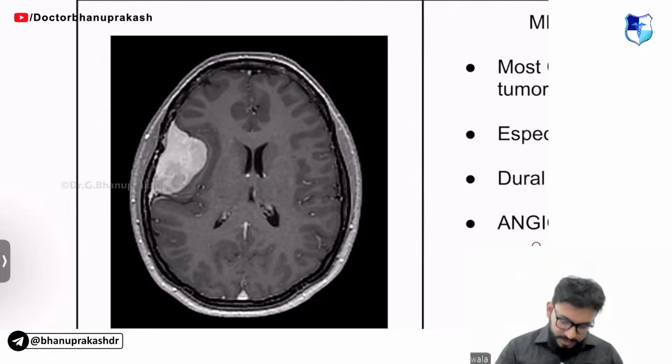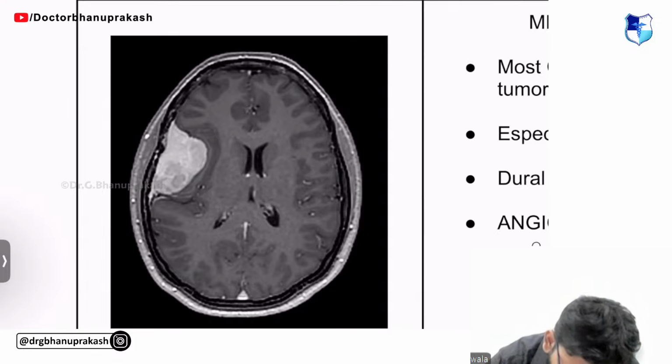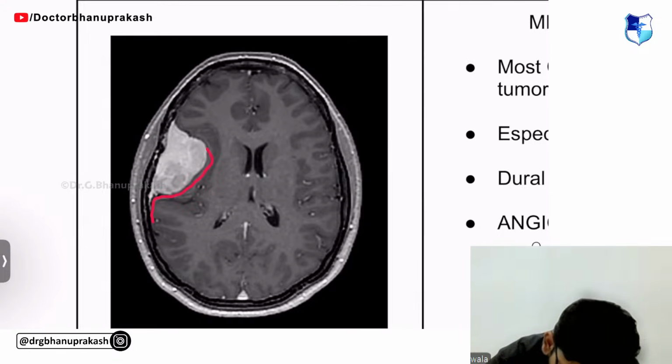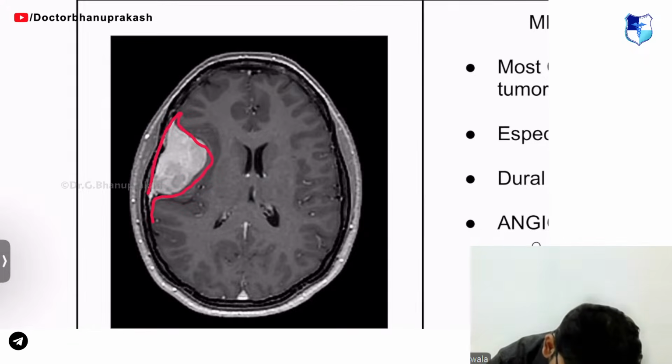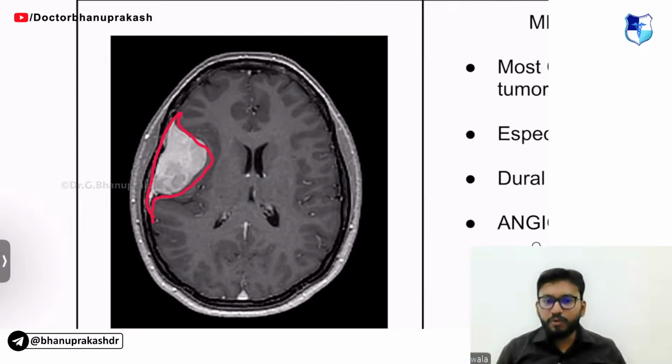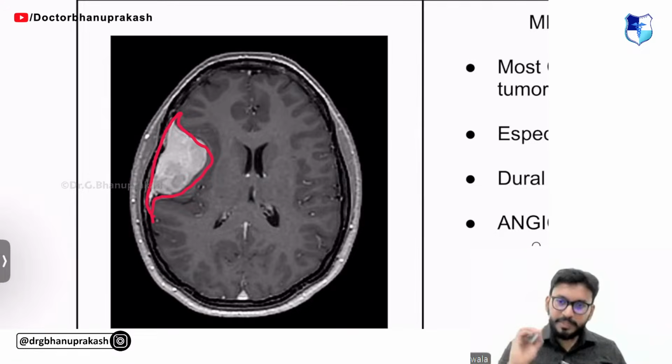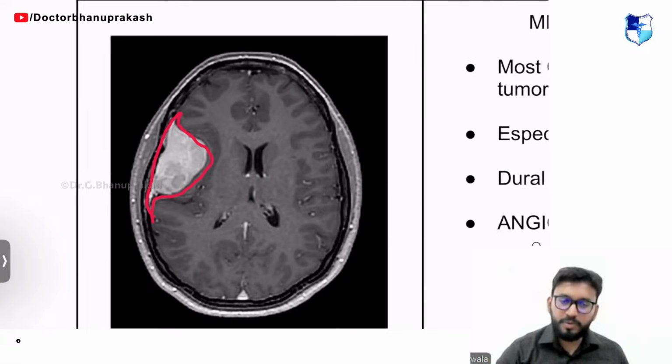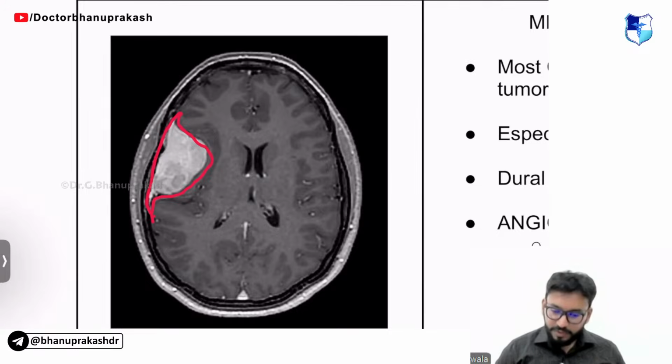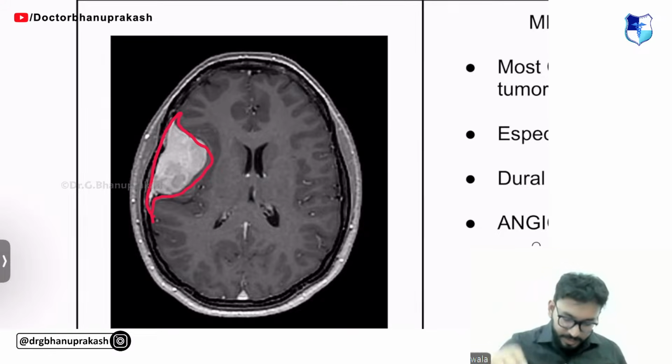Look at this, guys. Can you see? This is a tumor. It has a tail. It is attached to the dura with a tail. This is known as the dural tail sign, very specific for one tumor. Most common benign tumor of the brain. Which one is it? Tell me.